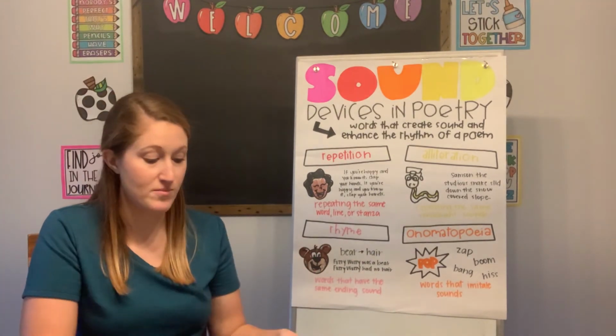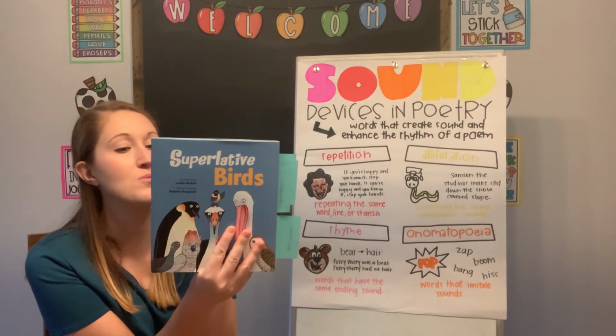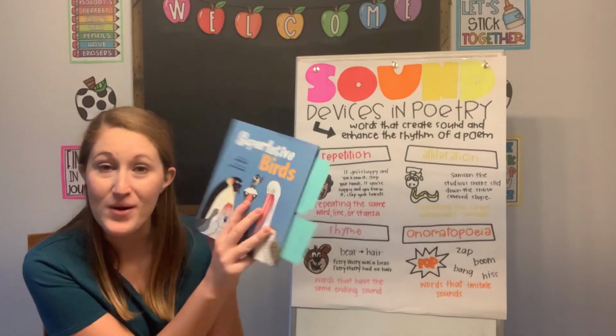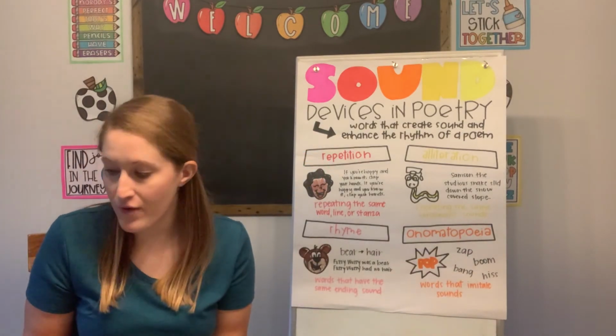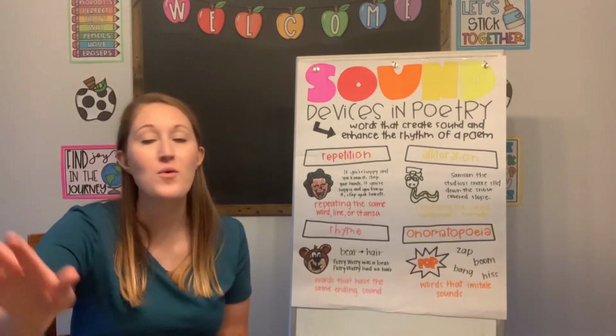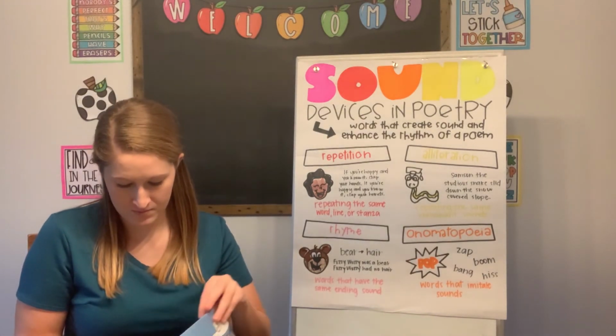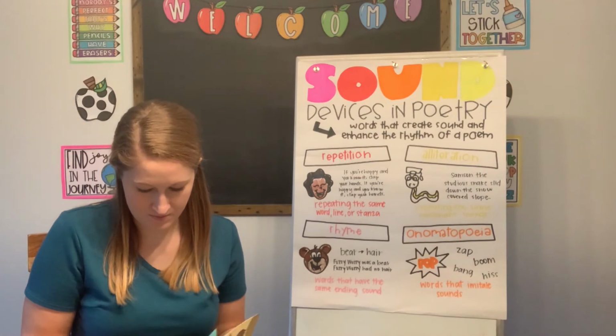So now I have some poems from another book. This book is called Superlative Birds. All the poems we're going to read now are all about birds. So far we've talked about sea animals, we've talked about amphibians, and now we're moving on to birds. All right.